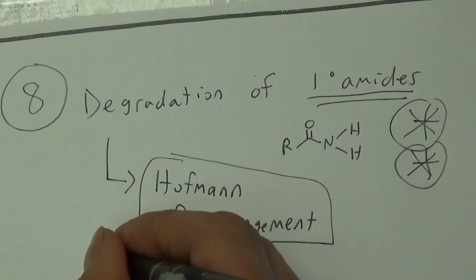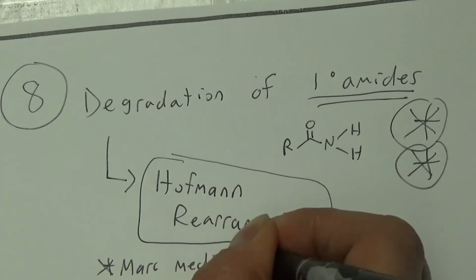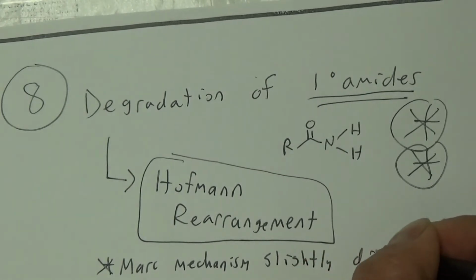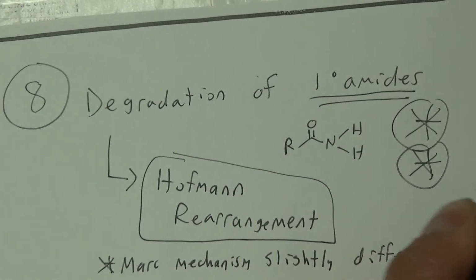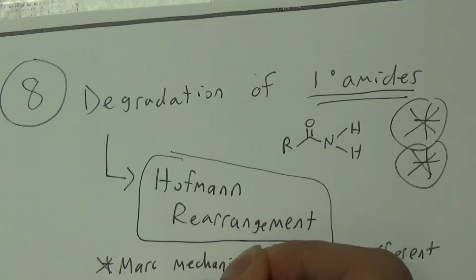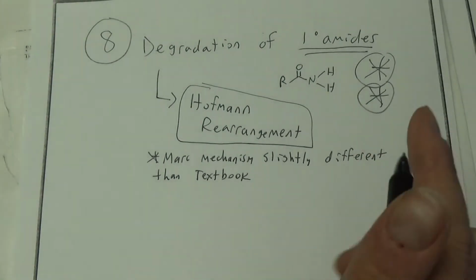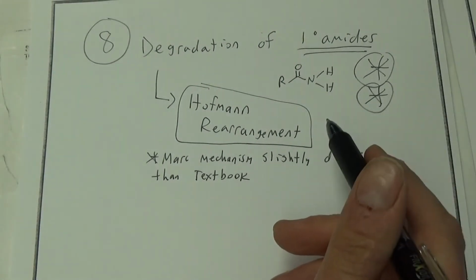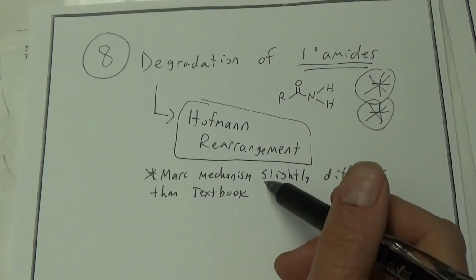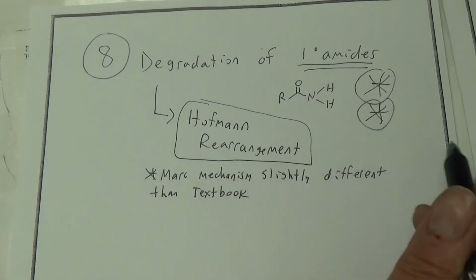Also, my mechanism is slightly different than the textbook. That's okay. It's not a big deal. You can always use my mechanism. You can use the textbook mechanism, like on quizzes and stuff like that. Mine's maybe a little easier to follow, I think, and there's a little less craziness. That's why I kind of like the mechanism that I teach.